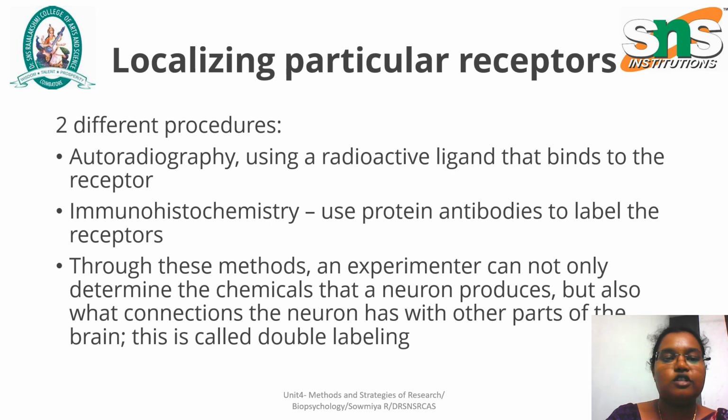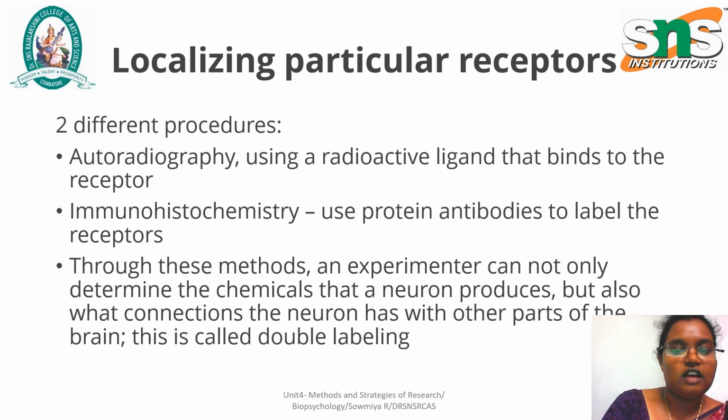Two different procedures are used in localizing particular receptors. Two different procedures are radioautography, using a radioactive ligand that binds to the receptor, and immunohistochemistry, which uses protein antibodies to label the receptors.